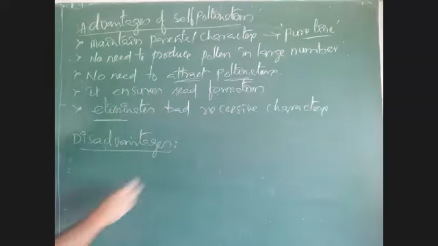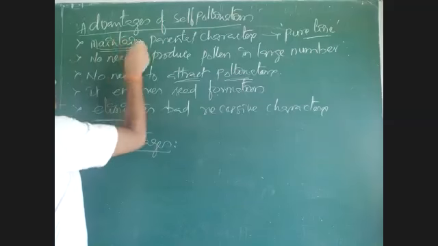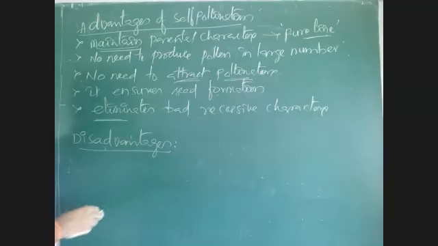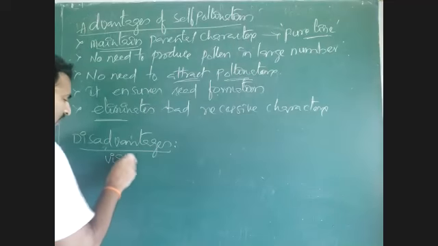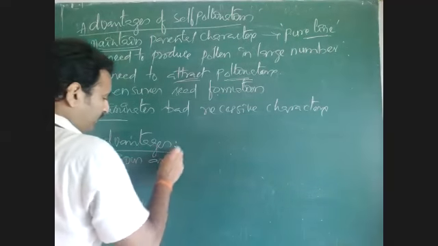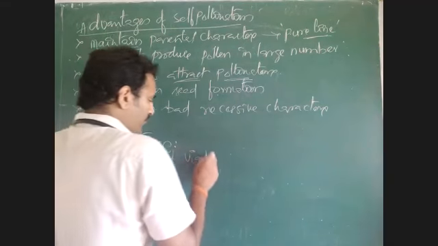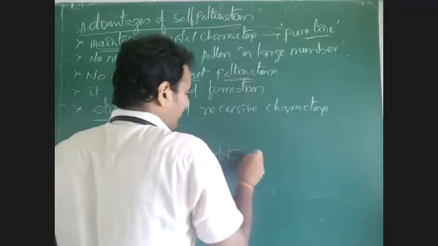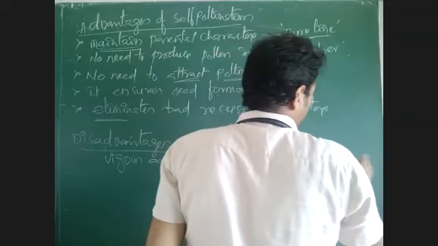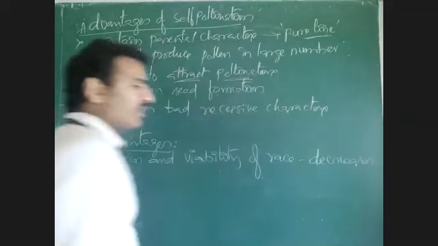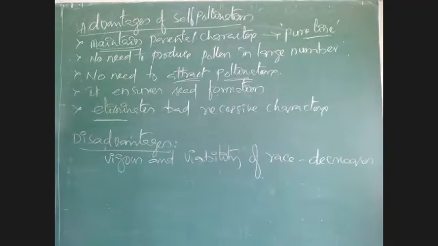Due to continuous self-pollination for more generations, that leads to inbreeding depression, and the vigor and viability of the race decreases. What is vigor and viability? Vigor means to establish a plant by the seed, that is vigor.